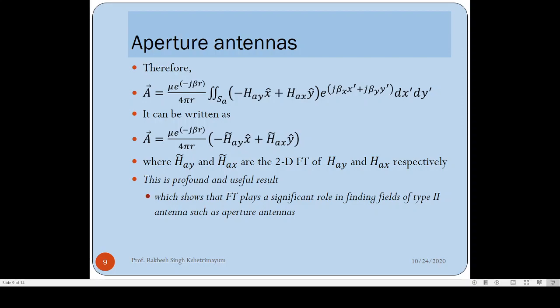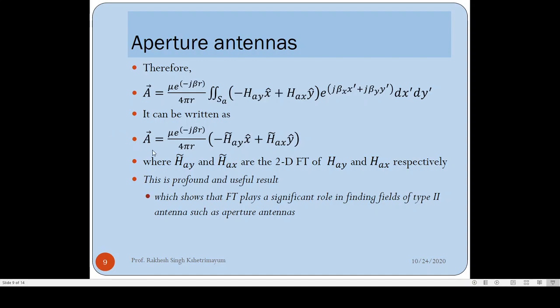What we are observing is that when I want to find the magnetic field or magnetic vector potential here, from there we can find the magnetic field later on. When I want to find the magnetic vector potential, all I need to do is know the 2D Fourier transform of the aperture field. So once I know the 2D Fourier transform of the aperture fields, then I can easily find out the magnetic vector potential. Once I have the magnetic vector potential in the far field, I can easily find out the electric field and magnetic field. They are directly related. We'll discuss that in the following slides.